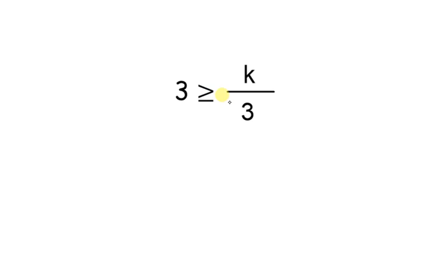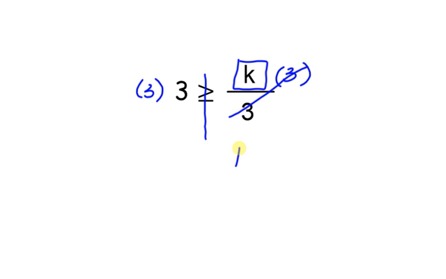3 is greater than or equal to k over 3. Put a box around the variable. What's happening here? We have a division bar. Divided by 3, what's the opposite? Times 3. Whatever you do to one side, you have to do to the other. The 3's cancel, and you're left with k, and then you bring down the exact same sign. 3 times 3 is 9.